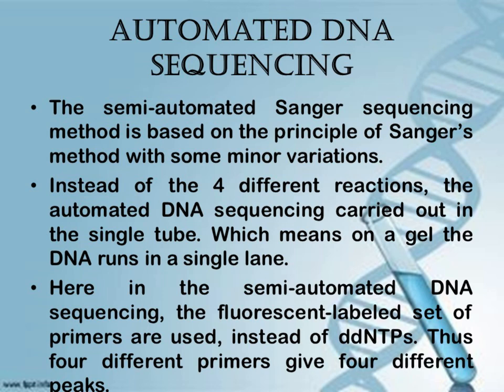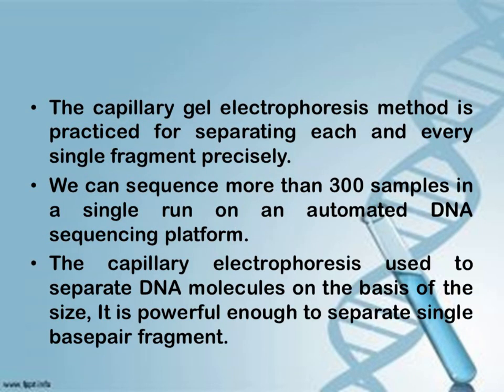Here, in the semi-automated DNA sequencing, the fluorescent labeled set of primers are used instead of ddNTPs. Thus, 4 different primers give 4 different peaks. And the capillary gel electrophoresis method is practiced for separating each and every single fragment precisely. We can sequence more than 300 samples in a single run on an automated DNA sequencing platform.